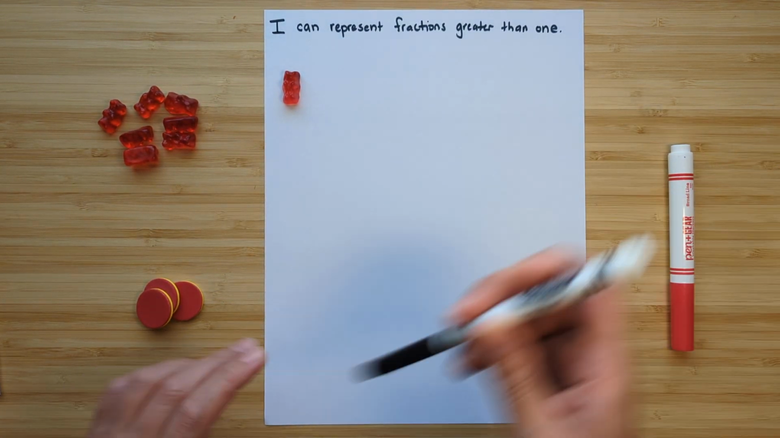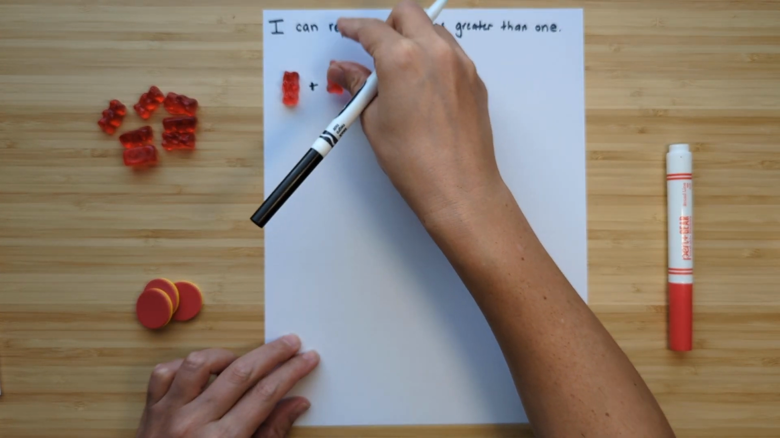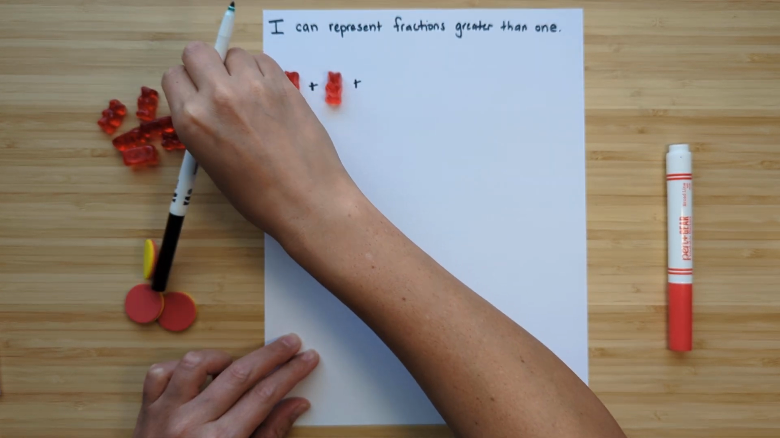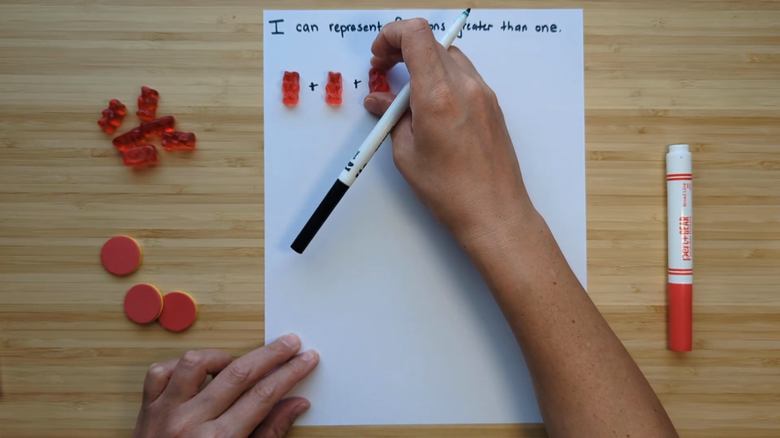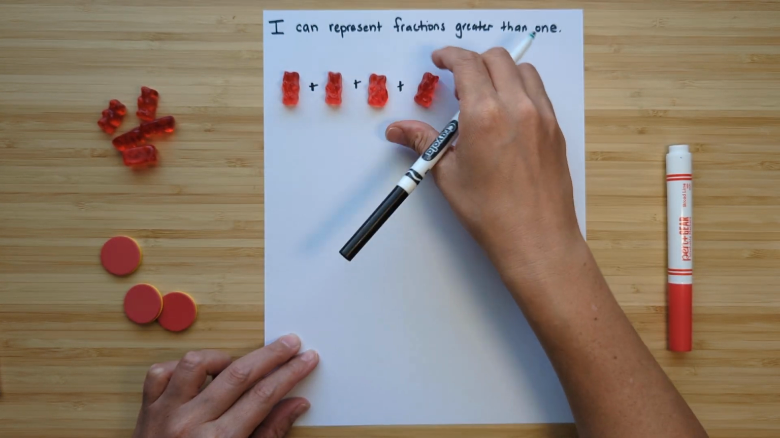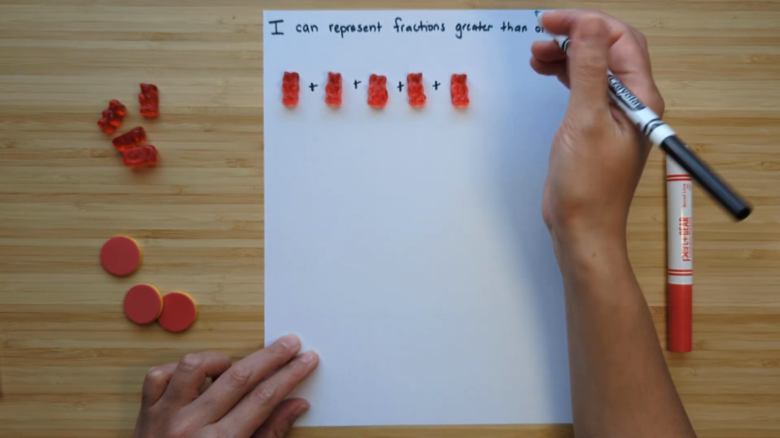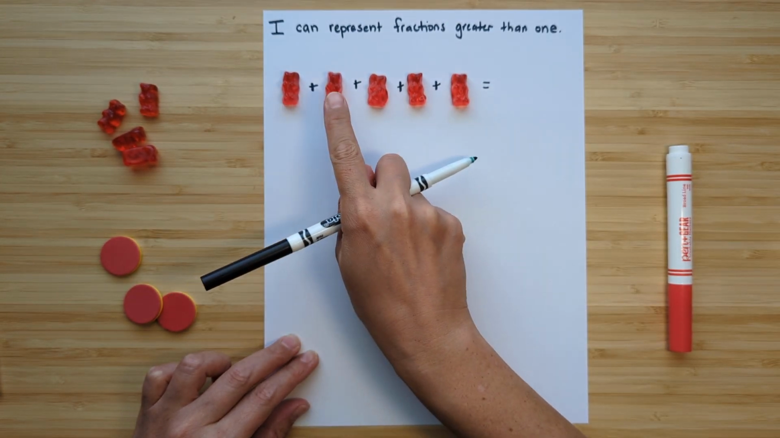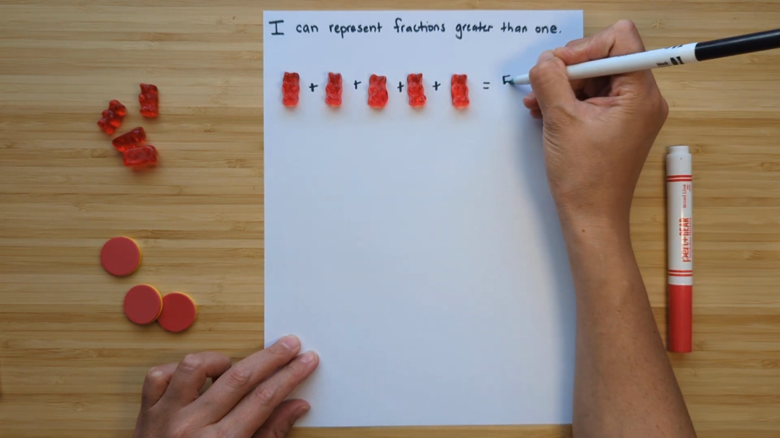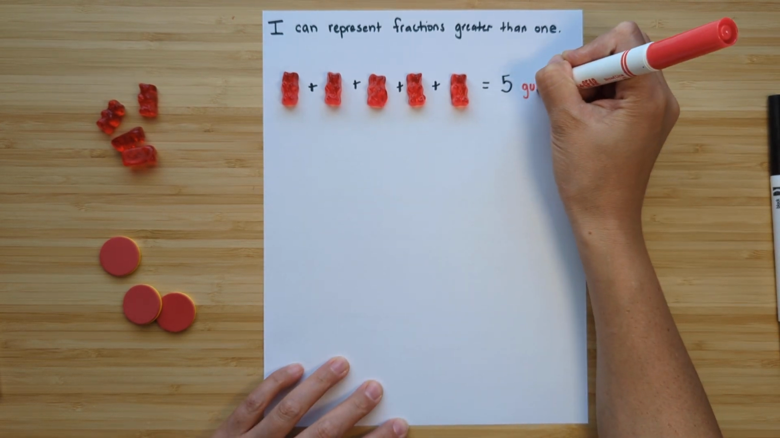Here's one gummy plus, whoops, one gummy plus one gummy, the guy's upside down, plus one gummy. Plus one gummy. So one gummy plus one gummy plus one gummy plus one gummy plus one gummy is equal to five gummies.